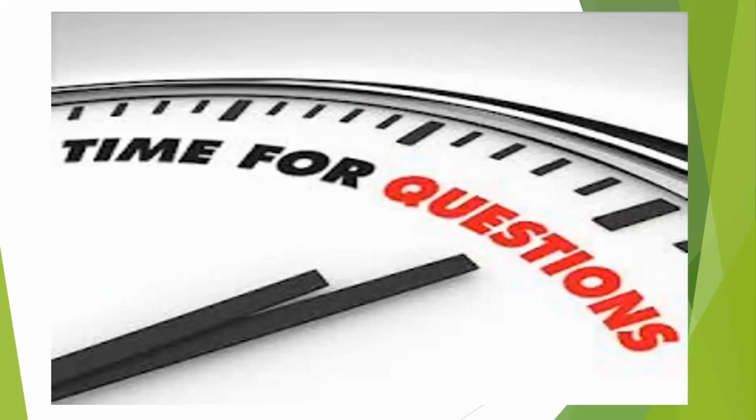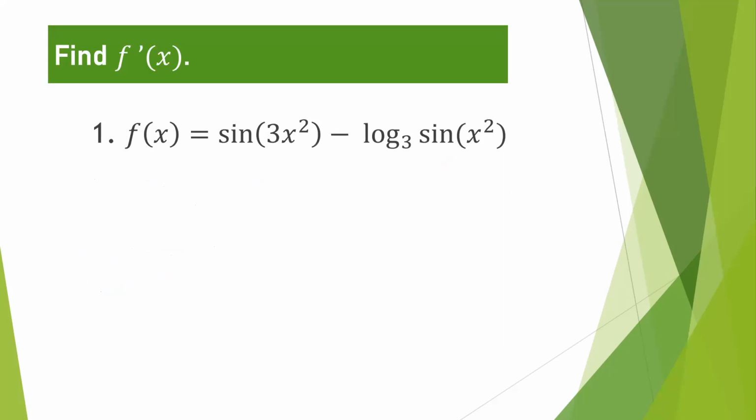3 questions lang po for our practice. What is the f prime of x given this f of x? Okay, fast forwarding our timer. Let's have our f prime of x. We have for our first term, so term by term, no, cosine of 3x squared. Kaya lang madi-differentiate pa ito. Derivative of 3x squared is 6x.